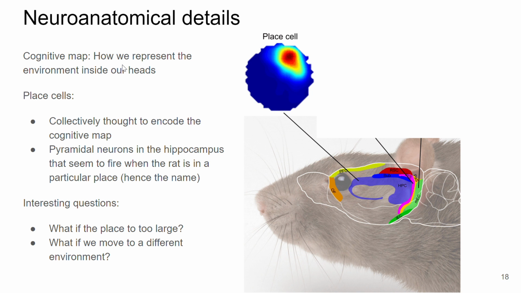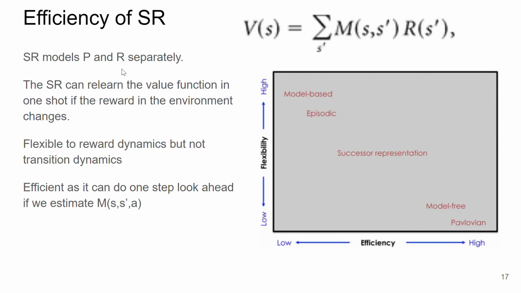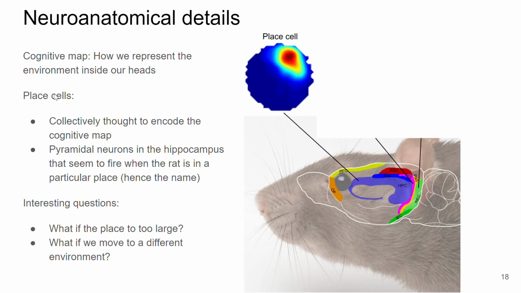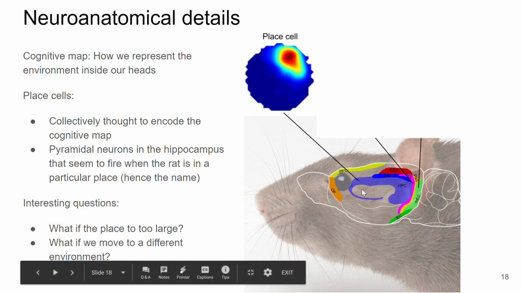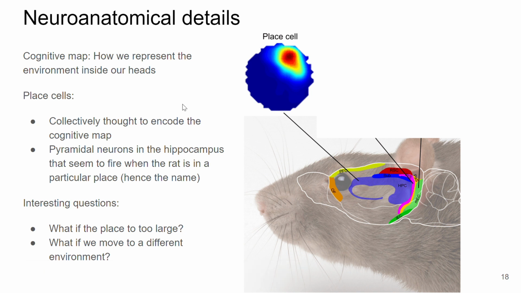So cognitive map is a concept, I think, which comes from the neuroscience field, where it is the idea of how we represent our environment inside our heads. That is what we call the cognitive map. And traditionally, place cells in the hippocampus, which is somewhere around here, are thought to encode the environment inside our heads.